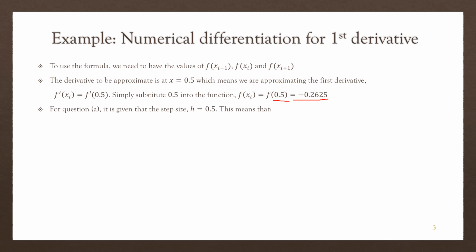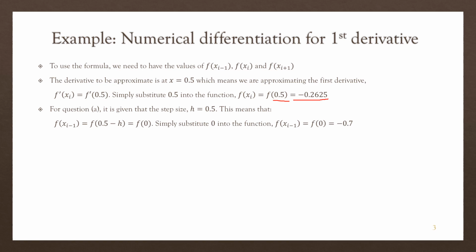For question A, where the question asks you to solve using a step size of h equal to 0.5, it means that xi minus 1 is 0.5 minus 0.5, so xi minus 1 is equal to 0, and xi plus 1 is 0.5 plus h equal to 0.5 plus 0.5 equal to 1. So we are looking for the value of the function at x equals 0, and we are going to calculate as well the value of the function at x equal to 1.